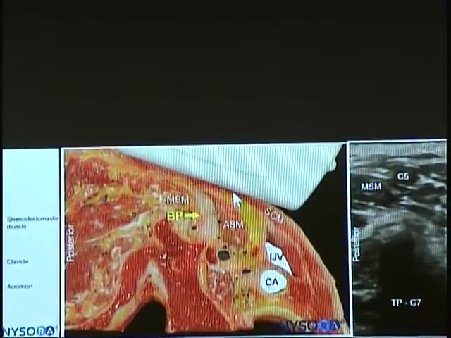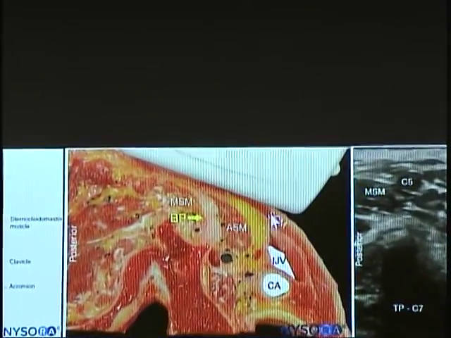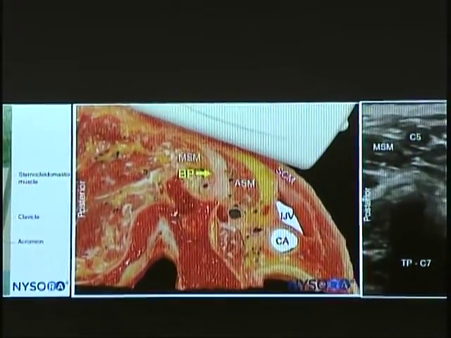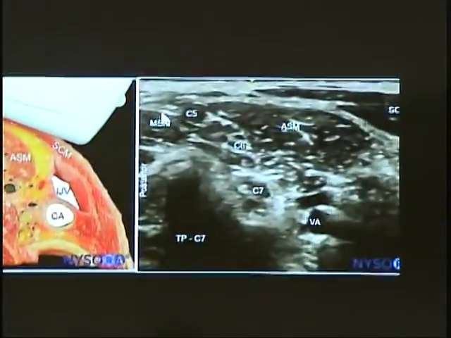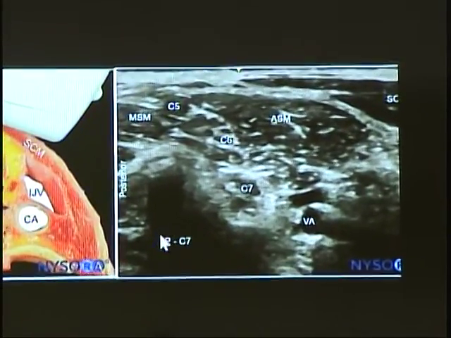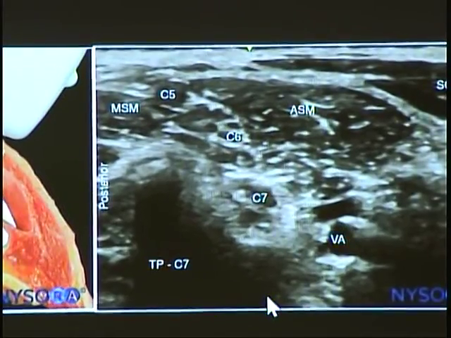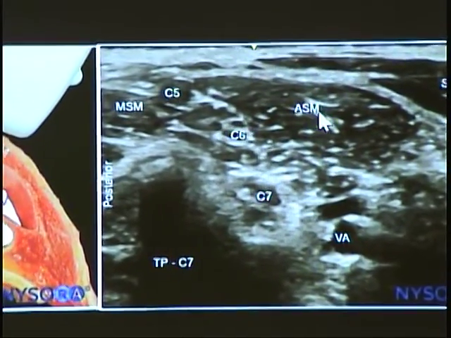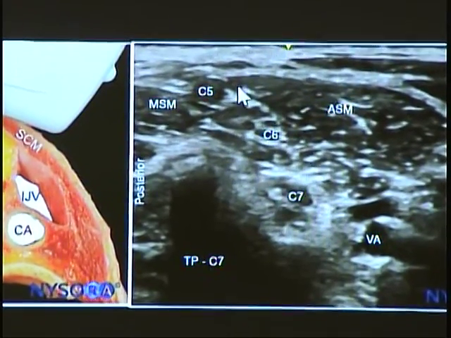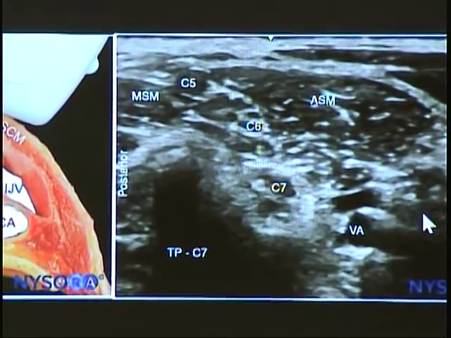This is your sternocleidomastoid, SCM, right here. You can see right here these little dots, C5, C6, C7, and then you have your transverse process. You notice how close it is to the transverse process? It's pretty close. And so yeah, you try to inject in here.